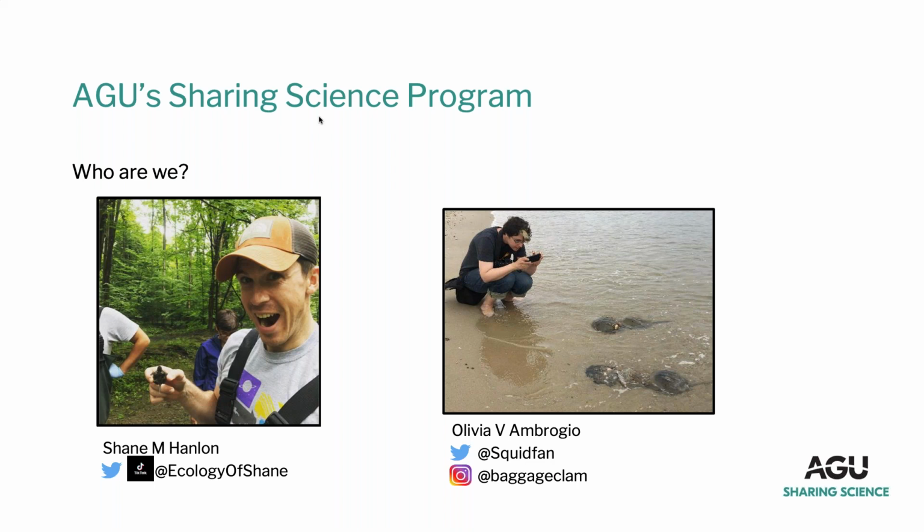Thanks, Shane. Hi, everyone. I'm Olivia Ambrogio. Also a biologist by training. That's not a requirement for Sharing Science, it's just how it turned out. I got my PhD studying the sex lives of marine snails, which are incredibly fascinating, in case you're wondering. But I ended up being really interested in communication as well, and through a rather circuitous route, ended up in SciComm, helping AGU develop and now expand the Sharing Science program.